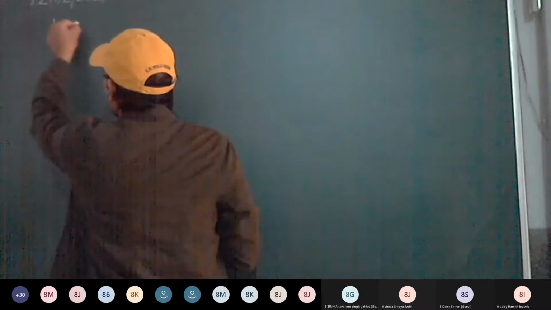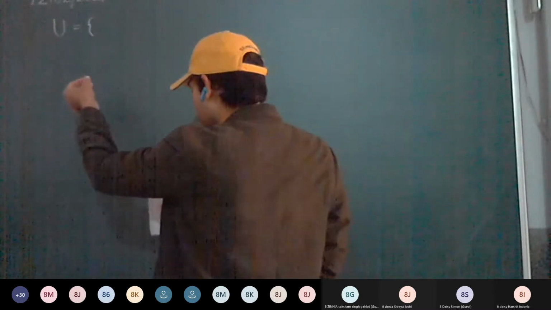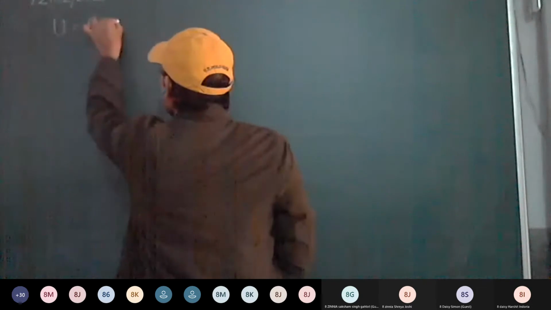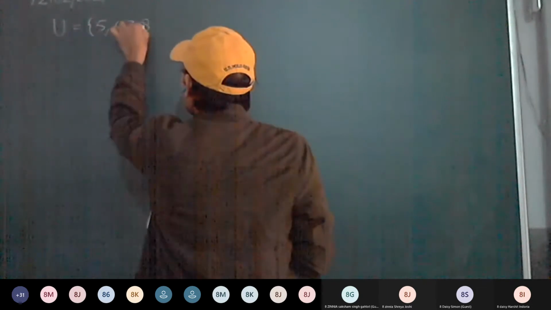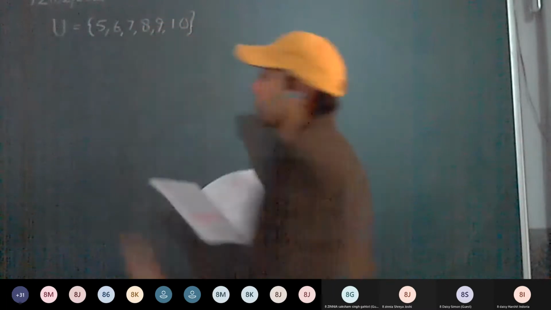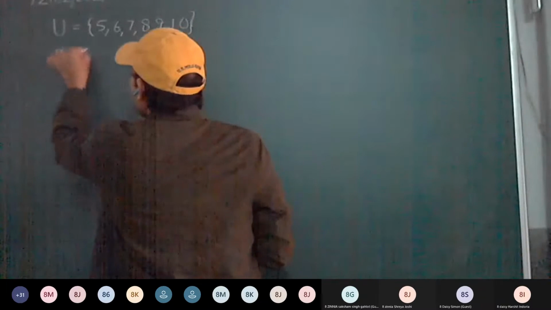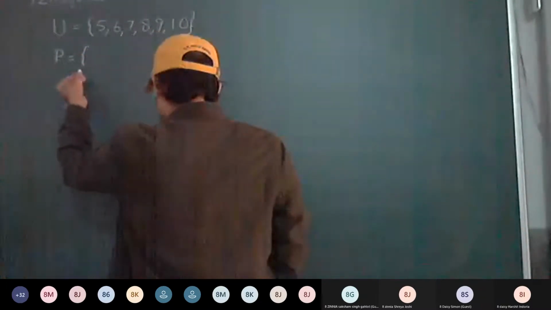So here the universal set is given. Universal set: 5, 6, 7, 8, 9, 10. This is our universal set. The P set is given. Set P equals 5.